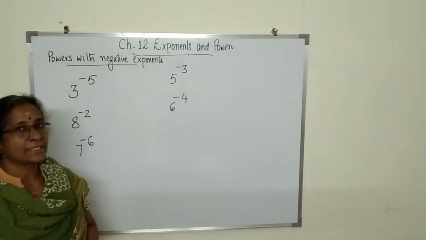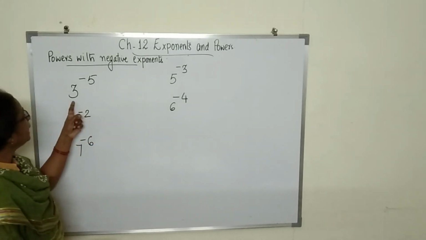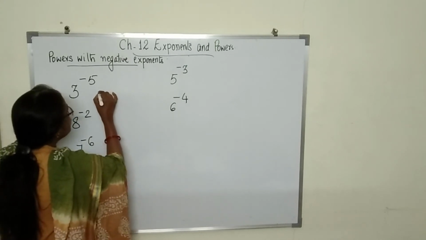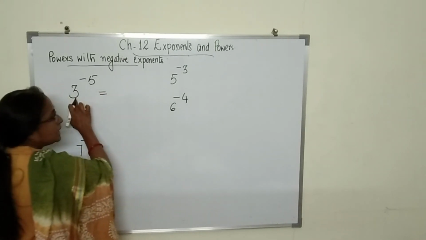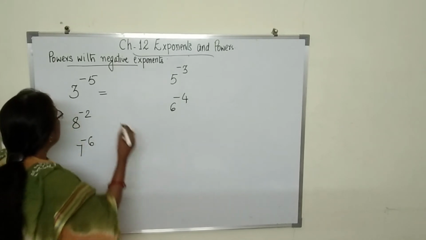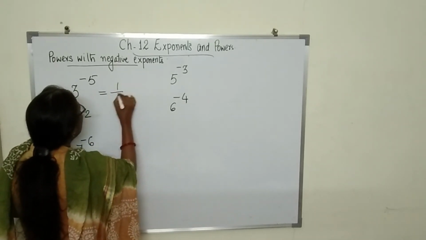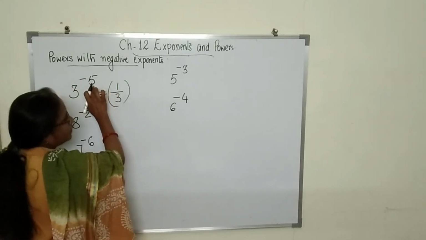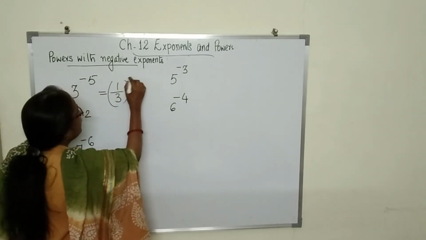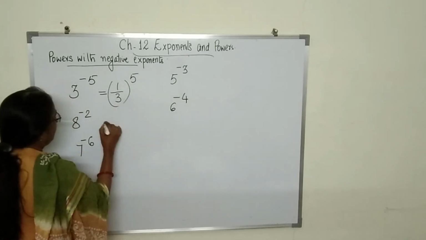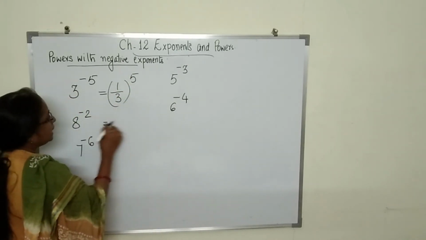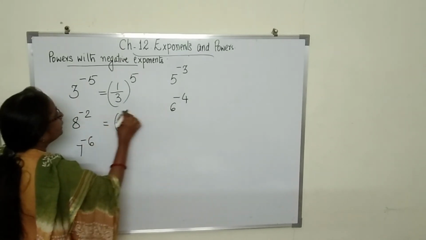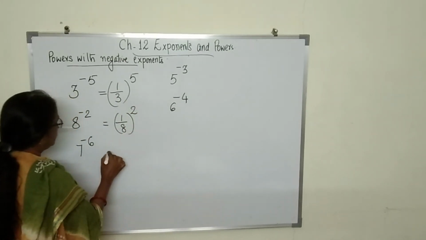Now let us see some examples. You see here 3 raised to minus 5. How will you write it? The base will become its reciprocal. That is, 3 will become 1 upon 3, and the power will become positive. Instead of minus 5 it will become plus 5. Similarly here, 8 will become 1 upon 8 and minus 2 will turn into plus 2.